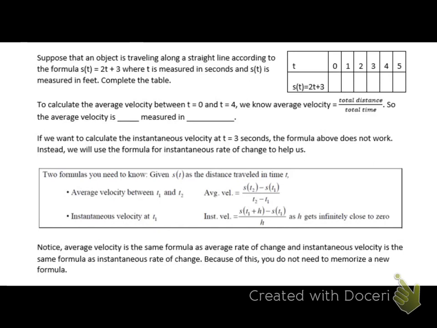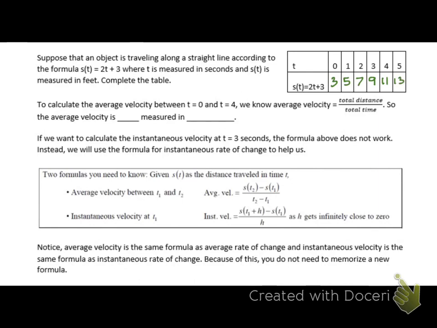This is the application. Suppose that an object is traveling along a straight line according to the formula S of t equals 2t plus 3, where t is measured in seconds and S of t is measured in feet. If we want to complete the table, it's actually really easy because it's all linear. If I plug in 0 for t, I get 3. And then each time it's going up by 2. So it's 3, 5, 7, 9, 11, 13, and it could keep going forever.